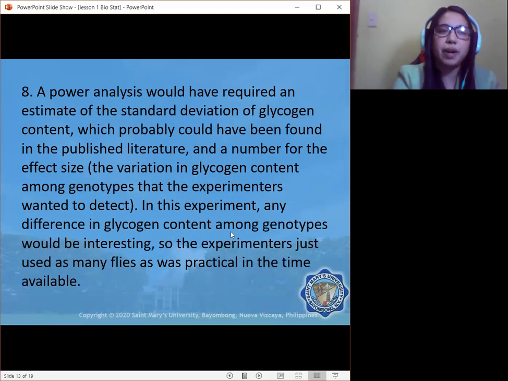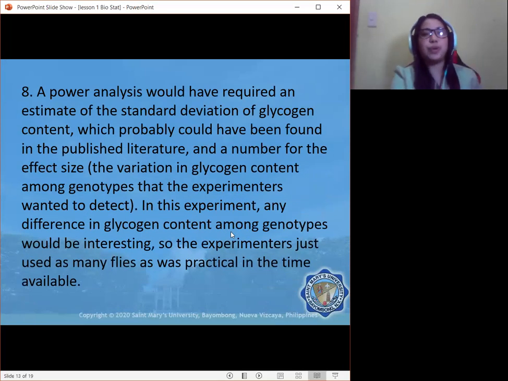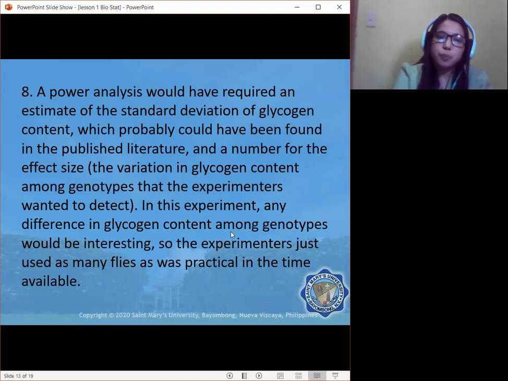And then step number 8. A power analysis would have required an estimate of the standard deviation of the glycogen content, which probably could have been found in the published literature, and an effect size, the variation in glycogen content among genotypes that the experimenters wanted to detect.